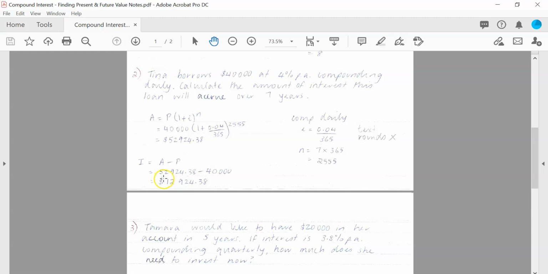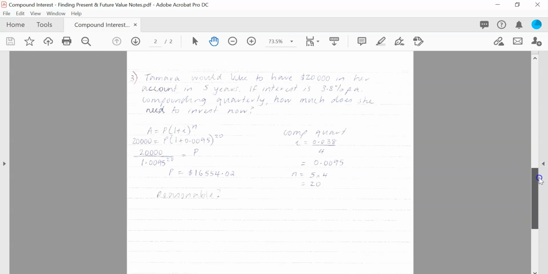So the loan has grown to $52,924.38. Subtract the $40,000 that Tina borrowed at the beginning of the loan, leaves $12,924.38, which is the interest component of what she's going to have to pay back.